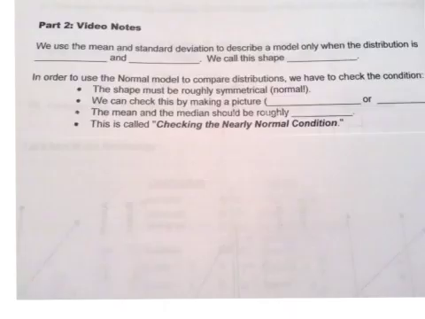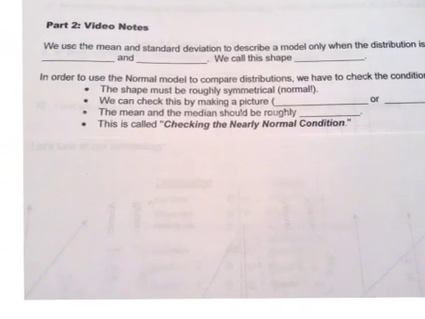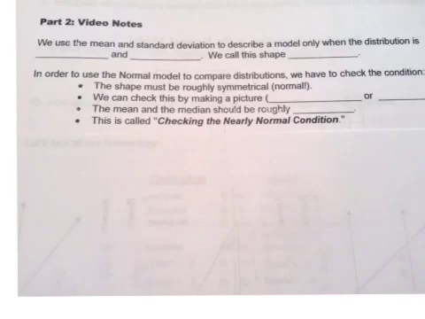So we use the mean and the standard deviation to describe a model only when the distribution is symmetric and unimodal. And we call this shape normal.